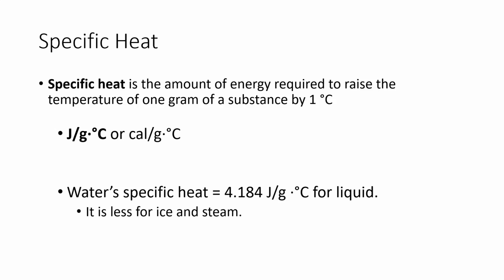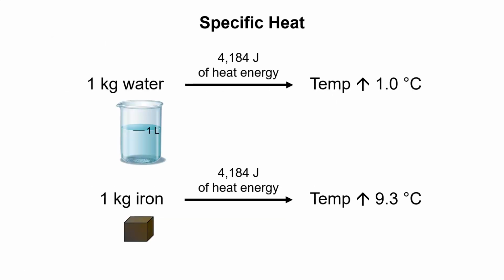So water's specific heat value is listed there, but that's for when water's liquid. When it's ice, it has a different value. When it's steam, so when it's a gas, it has a different value. So substances have different values for their specific heat, depending on their state of matter and then what substance they are. So again, every substance has its own value.